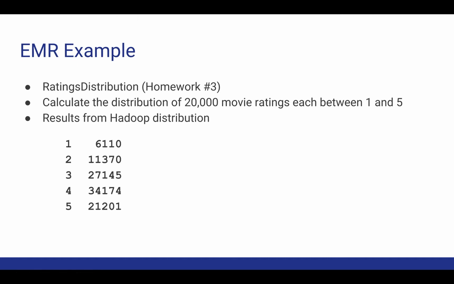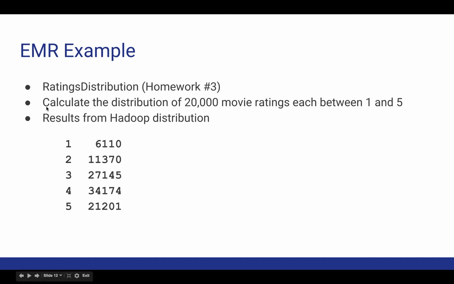This is the second of two videos collectively making up my final project for the Big Data and Hadoop class for the fall of 2015. In my first video, I gave just a general overview of EMR, what it is and how it works. Now in this video, I'm going to run through a live EMR example. The problem I'm going to be doing is exactly equivalent to homework number 3, the ratings distribution problem that we went through in this class.